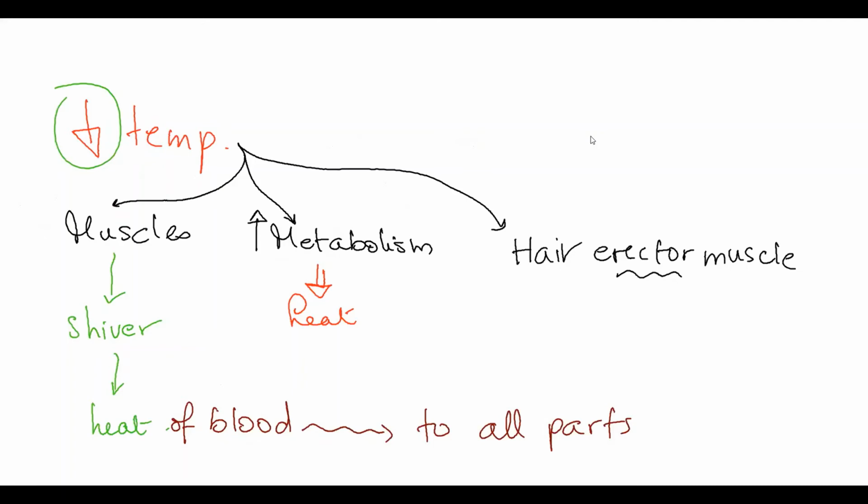The hypothalamus also sends impulses to the blood vessels, and all these happen because of the low temperature. The blood vessels are the arterioles, the capillaries and the venules. So what does it do? When the blood vessels receive the impulses, they will constrict.